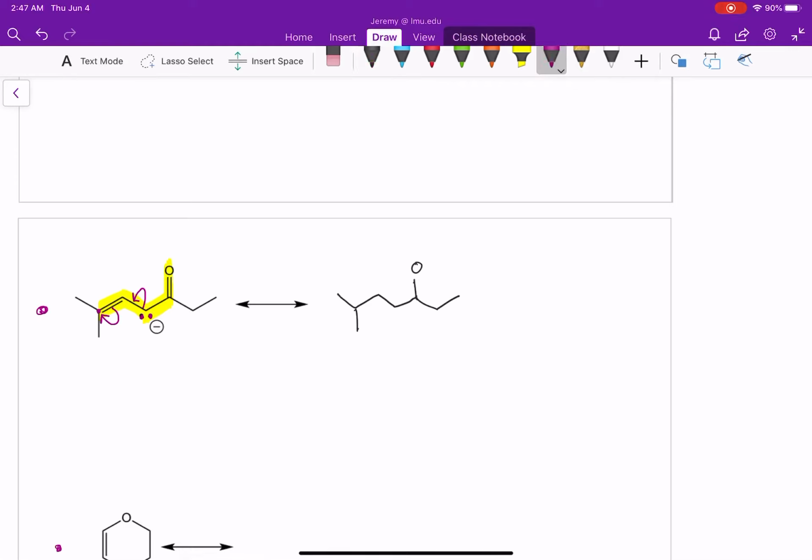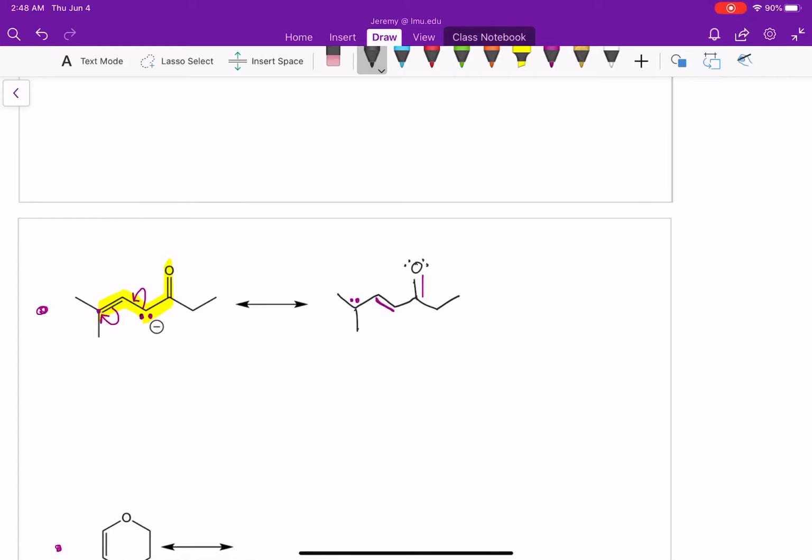So you'll see that this lone pair became a double bond. Let's draw that here. This double bond became a lone pair. Let's draw that here, right? And we didn't touch the double bond at the O, so that remains a double bond, all right? That O still has 2 bonds and 2 lone pairs, right?